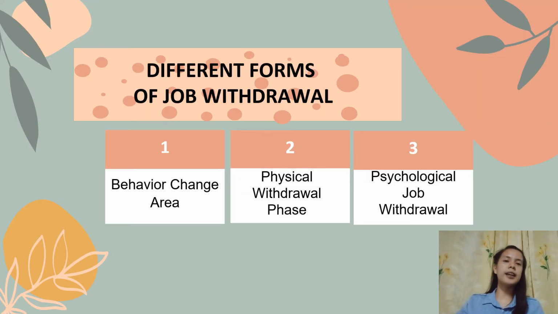So here in this slide, we're going to talk about the different forms of job withdrawal. They develop a set of behaviors in succession to avoid their work situation. Within the behavior change area, an employee will try to change the situation that is causing the dissatisfaction. For example, if the employee is unhappy with the management style, he or she might consider a department move. However, in the physical withdrawal phase, the employee may do the following: leave the job, take an internal transfer, and start to become absent or tardy.